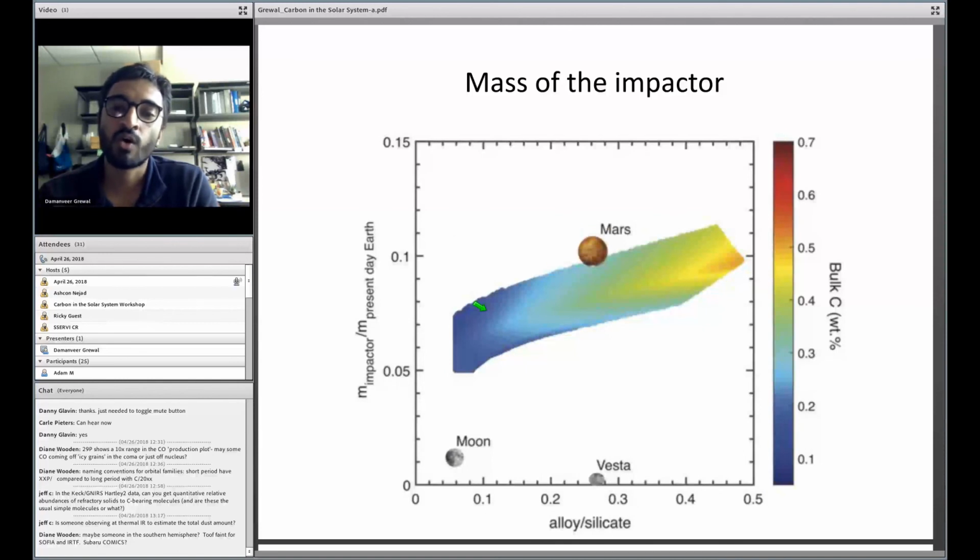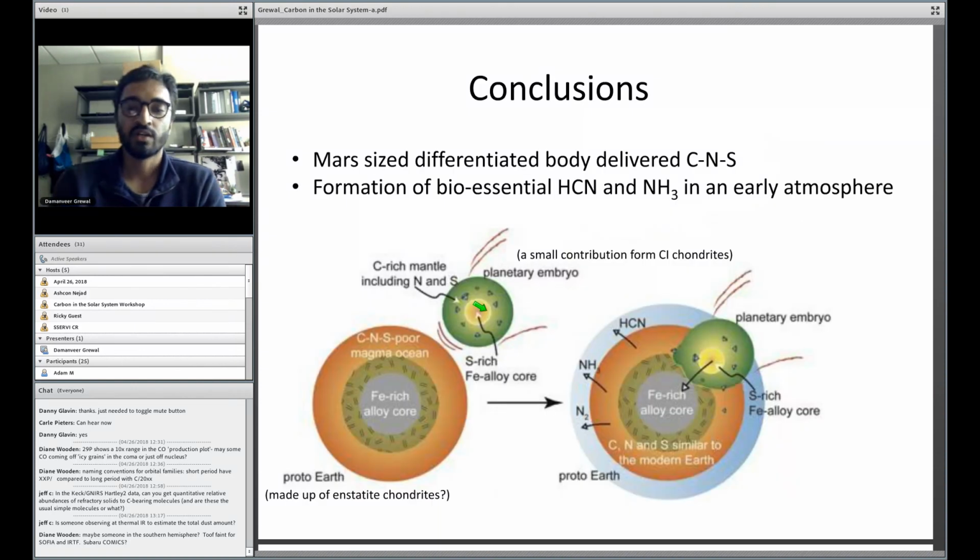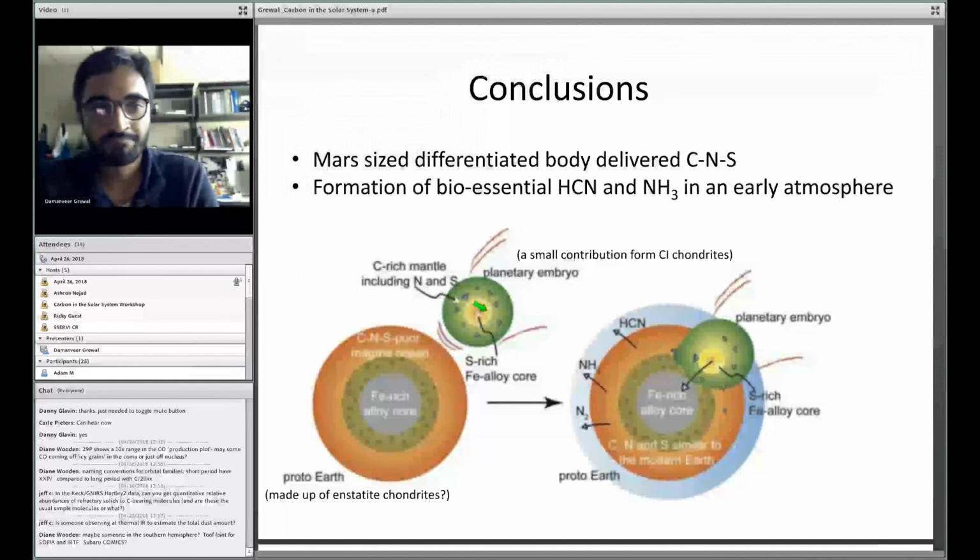And then we wanted to predict the mass of the impactor, and all our simulations predicted that the mass of the impactor lies close to the size of Mars. So what we're trying to say over here is that carbon, nitrogen, and sulfur could have been delivered to the Earth by a differentiated Mars-sized body with a sulfur-rich core. And these are our conclusions.